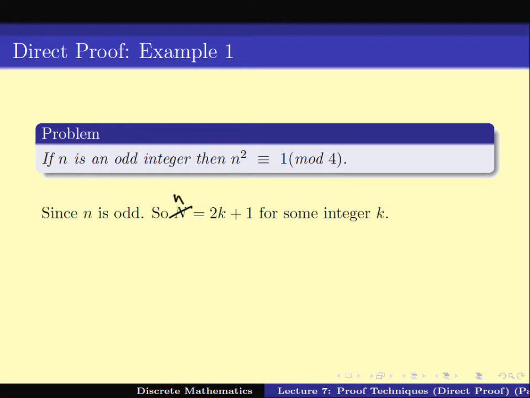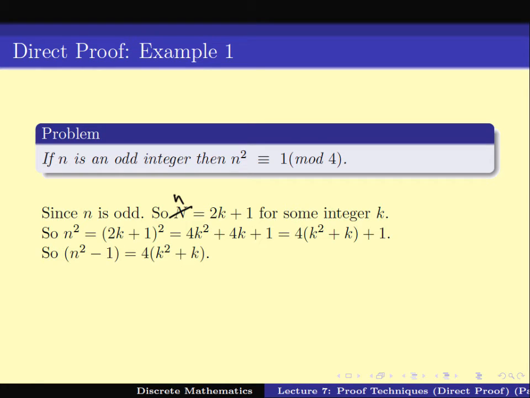If that is the case, then what is n squared? n squared is (2k plus 1) whole square, which is 4k squared plus 4k plus 1, which I just collect as 4 times (k squared plus k) plus 1. So by rearranging the numbers, we get n squared minus 1. By taking this n squared and this 4k squared plus 1, we get n squared minus 1 is equal to 4 times (k squared plus k).